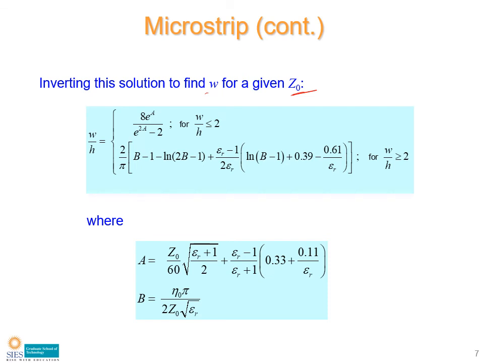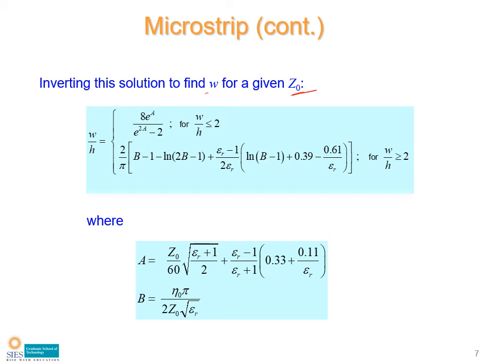So in this case, what is A? A is equal to Z0 upon 60 multiplied by under root of epsilon r plus 1 divided by 2, plus epsilon r minus 1 divided by epsilon r plus 1, into 0.23 plus 0.11 divided by epsilon r. If the W by H ratio is greater than or equal to 2, then W by H will have the formula 2 upon pi into B minus 1 minus ln of 2B minus 1, plus epsilon r minus 1 divided by twice epsilon r, into natural logarithm of B minus 1 plus 0.39 minus 0.61 upon epsilon r. So this will be the formula.